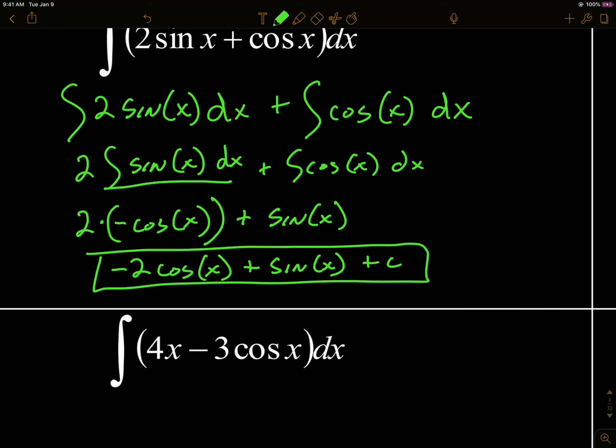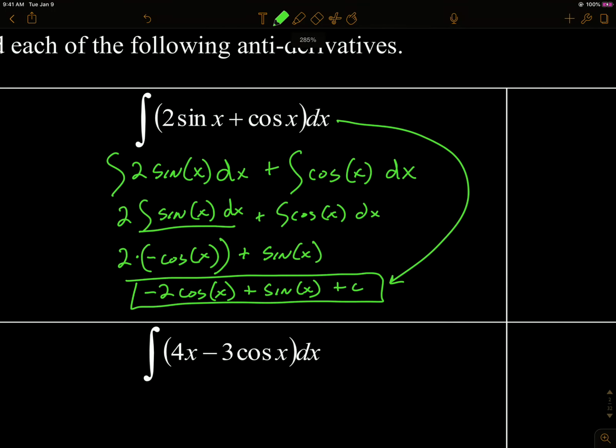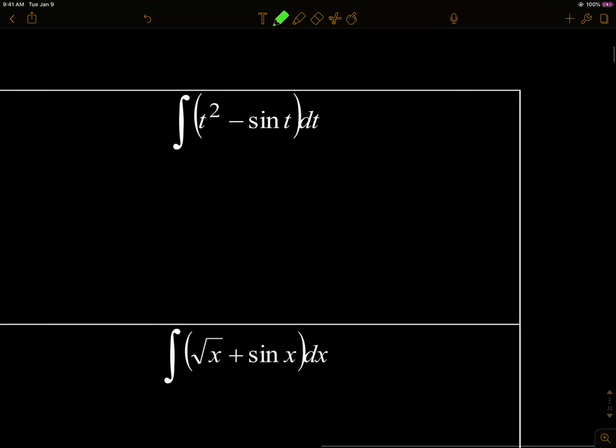The question becomes, do you have to show me all these steps with pulling the 2 out and separating and rewriting each integral for each term? You don't have to. You could jump straight from here to here if it makes sense for you, if you understand what's happening, right? 2 comes along for the ride. The integral of sine is negative cosine. The integral of cosine is sine.